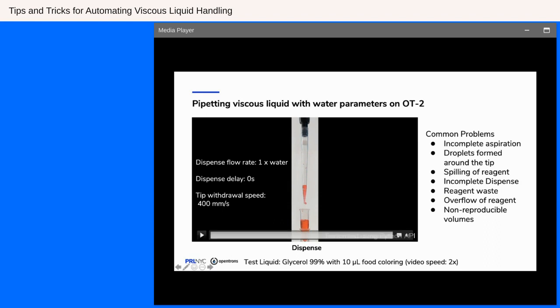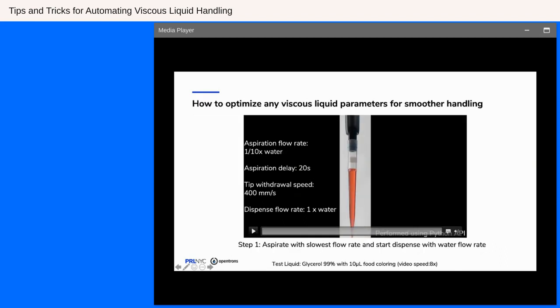So the idea is to actually optimize these parameters based on the flow rate of the liquid and how the tip is being aspirated, dispensed, and if there is any dispense time and the withdrawal of the tip. So let's take a look at how we can optimize any viscous liquid for smoother liquid handling.